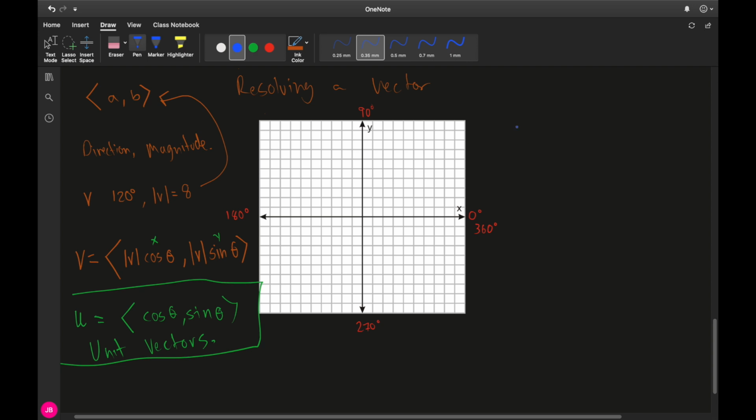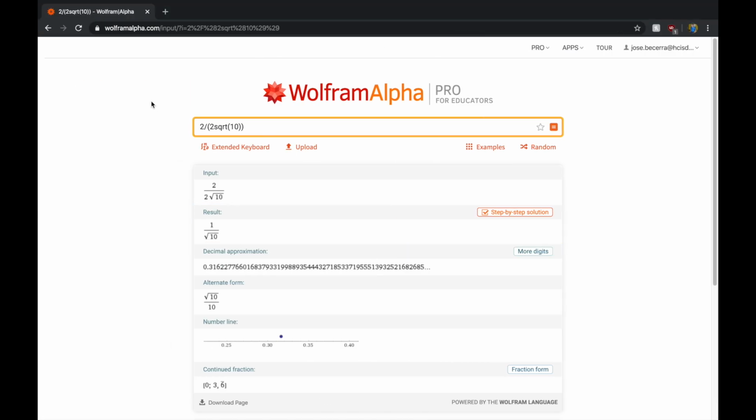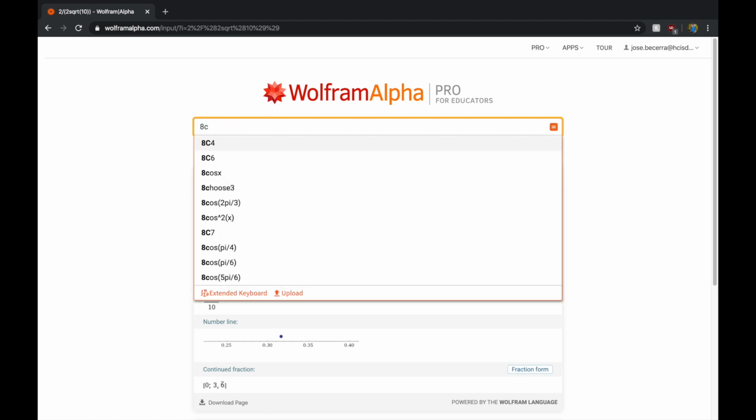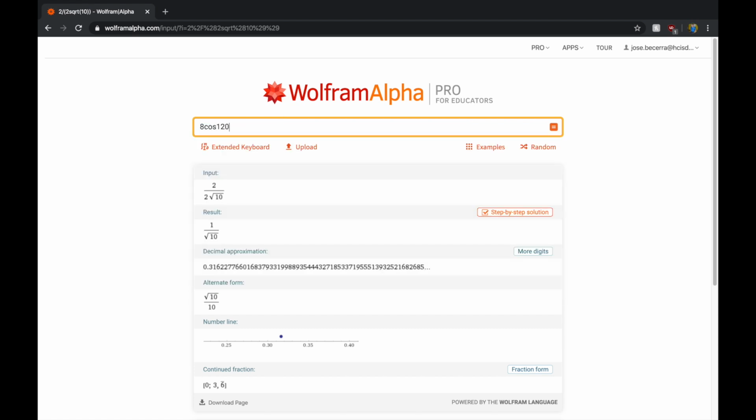So what we're going to do is take everything that they've given us and simply plug it in. So this says 8 times the cosine of 120 degrees, comma, 8 times the sine of 120 degrees. What I would do at this point is go to a calculator and simply type that in. 8 times the cosine of 120 degrees.